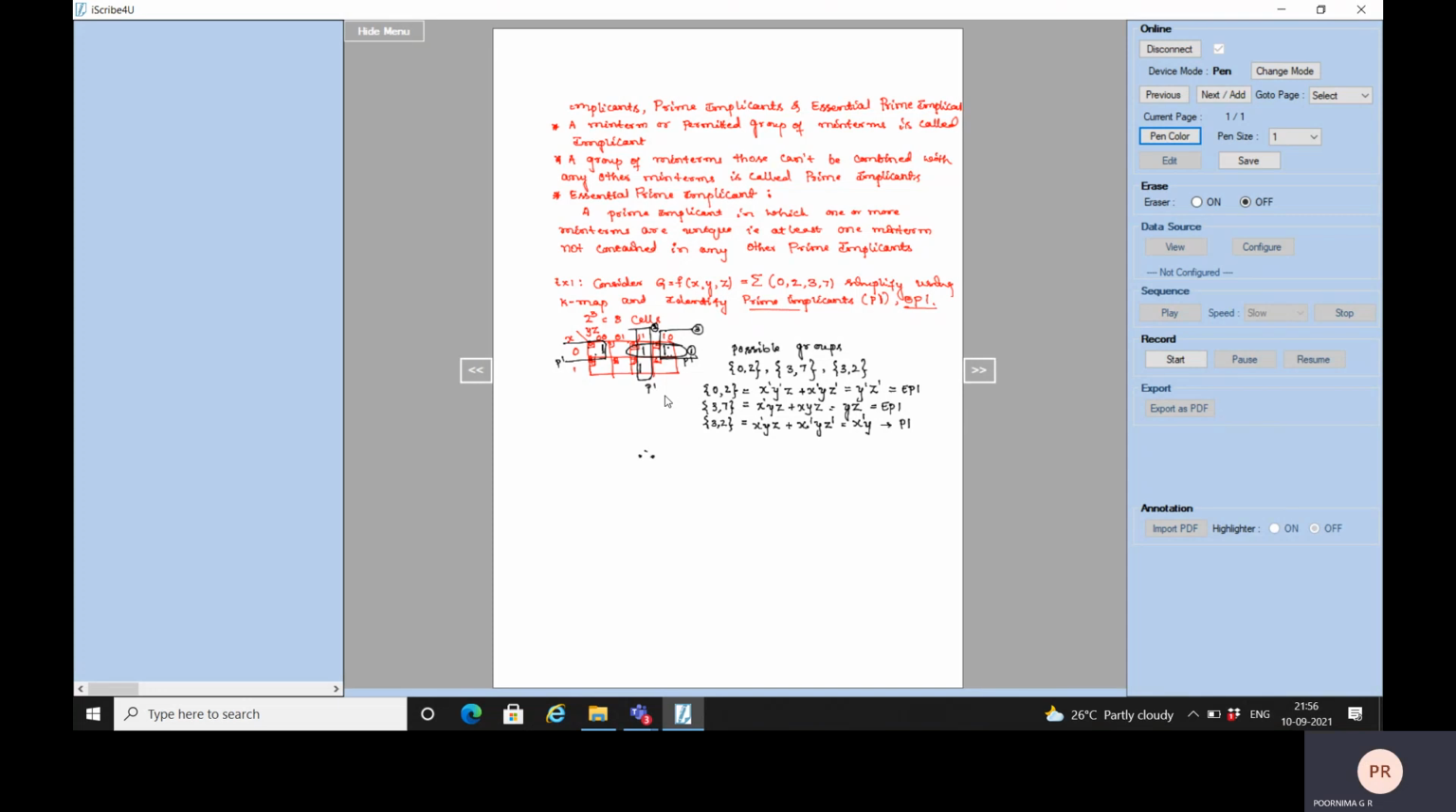After identifying the essential prime implicants as well as the prime implicants, the question is, what will be the output expression? The output expression is only the essential prime implicants. So hence, x bar z bar, sorry, this is y bar z bar, with yz as the final output.